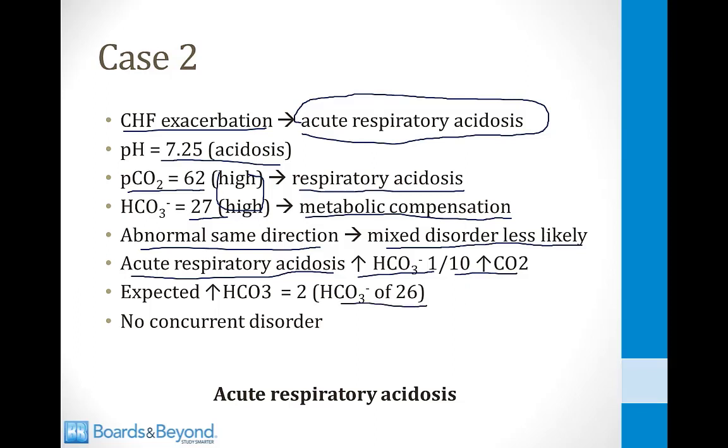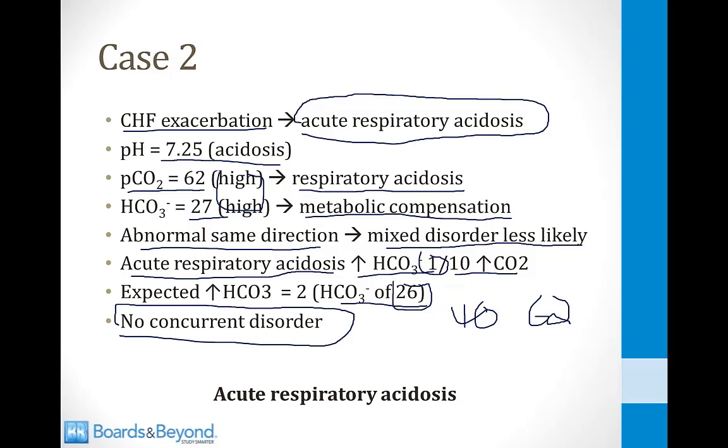Our PCO2 has gone from 40, which is normal, up to 62. So that's an increase of about 20. So therefore we expect a 2 increase in the bicarb. So the bicarb should go from 24 to about 26. And it's 27, so it's very close. So we can conclude that there is no concurrent disorder. So this is a simple acute respiratory acidosis due to congestive heart failure with no concurrent or mixed disorder.